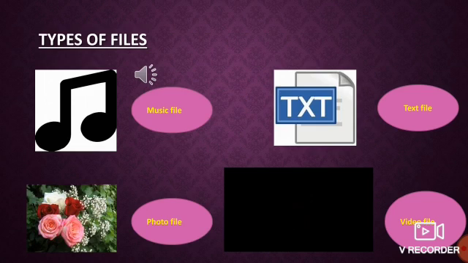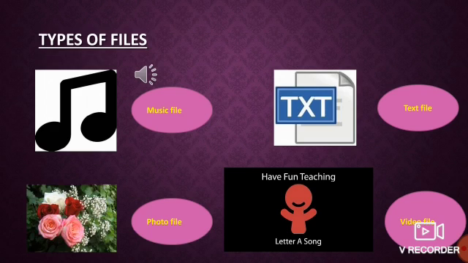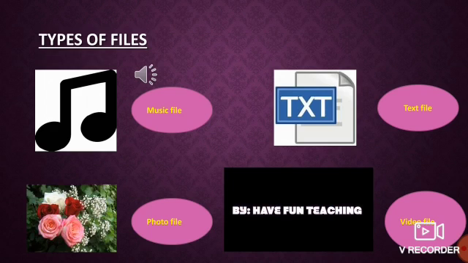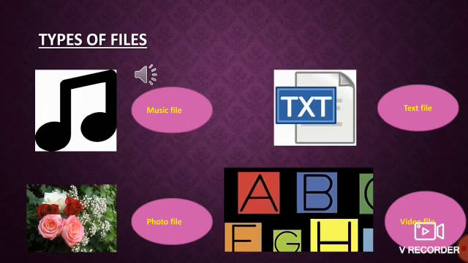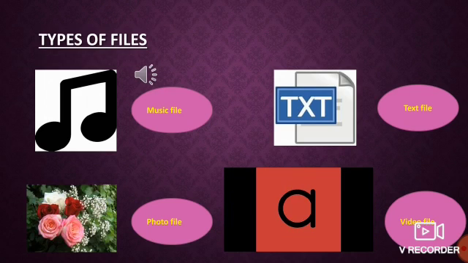Okay, next you can see the picture of flowers. So that is a photo file. Next, you can see the video file. You all know that you can hear the sound. So this is called the video file. I hope you all understand the types of files.